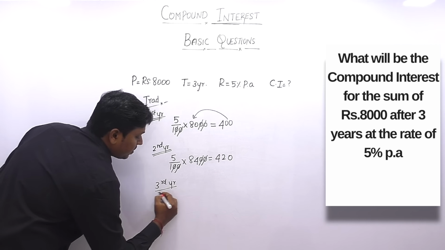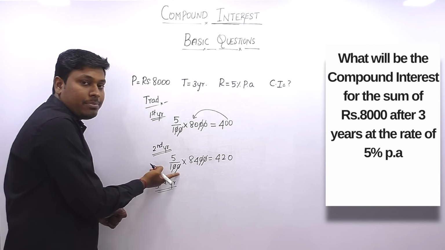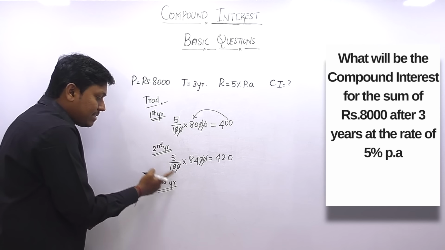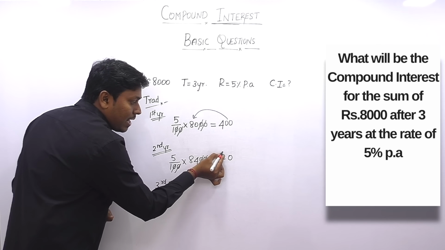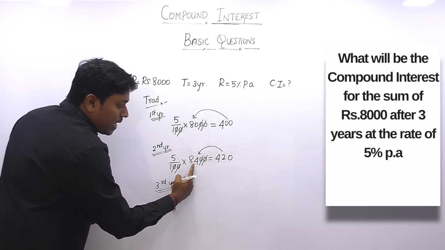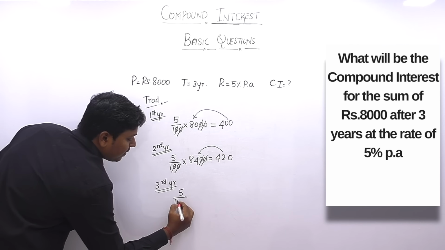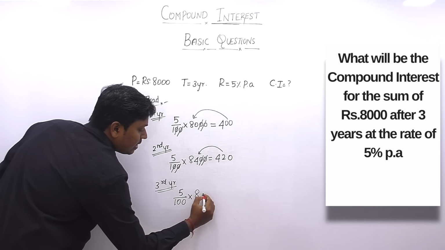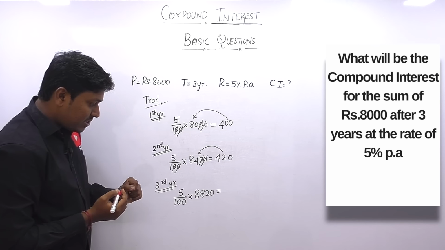So listen carefully. For the third year, what you need to do is you need to concentrate on the previous year, because you should not concentrate on the first year. You should concentrate on the previous year. So previous year is second year, where the second year compound interest is 420. Add the 420 with the principal, that is 8,400. So when you add 8,400 plus 420, resultant will be 8,820. So you need to calculate what is 5% of this number.